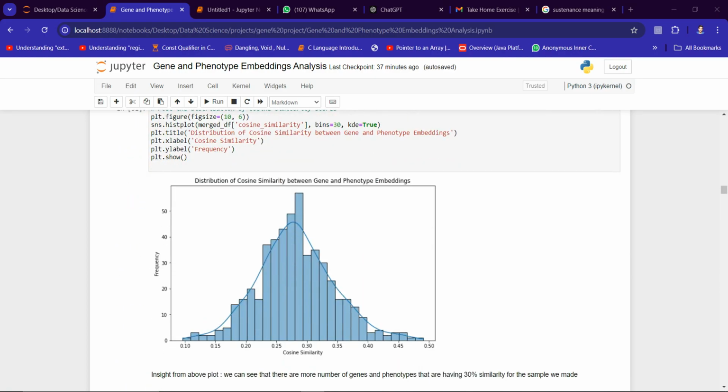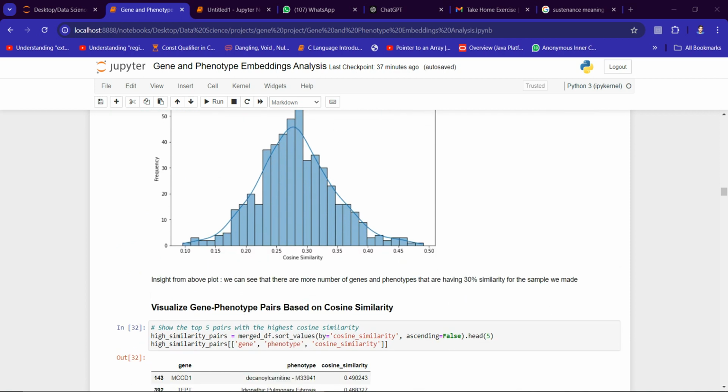Next, we are plotting the cosine similarity, and here is the insight. We can see that most of the records lie between 0.25 and 0.3 of the cosine similarities, so we can say there is an insight that many genes are contributing to many phenotypes.